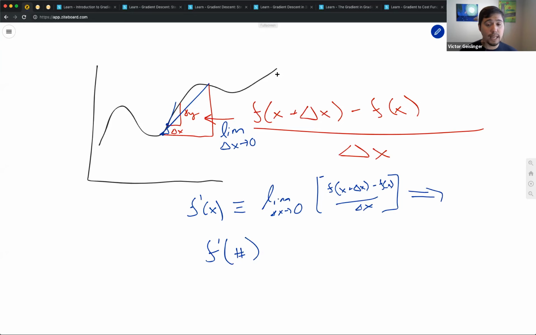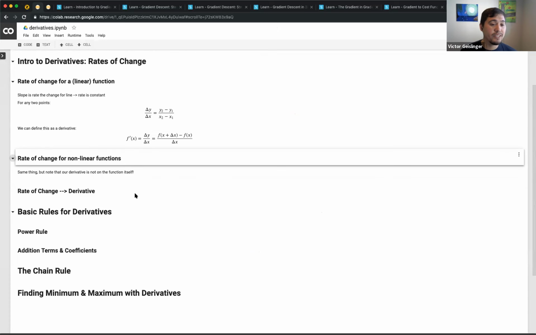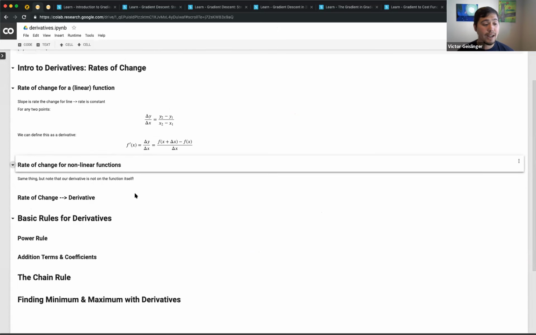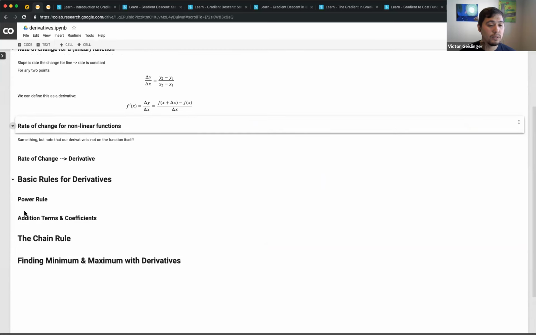Okay. Any questions about any of this stuff right here? Okay, thumbs up. Hopefully this feels like pretty easy review. So again, all we're doing for derivatives is literally the rate of change, how something changes. So we have a few rules: the power rule, addition terms and coefficients. The curriculum goes into a lot of detail about what this looks like, but I'll briefly talk about what those power rules are.